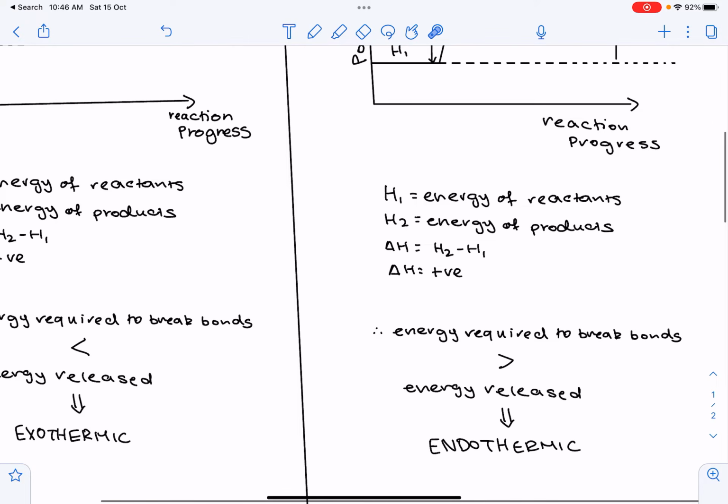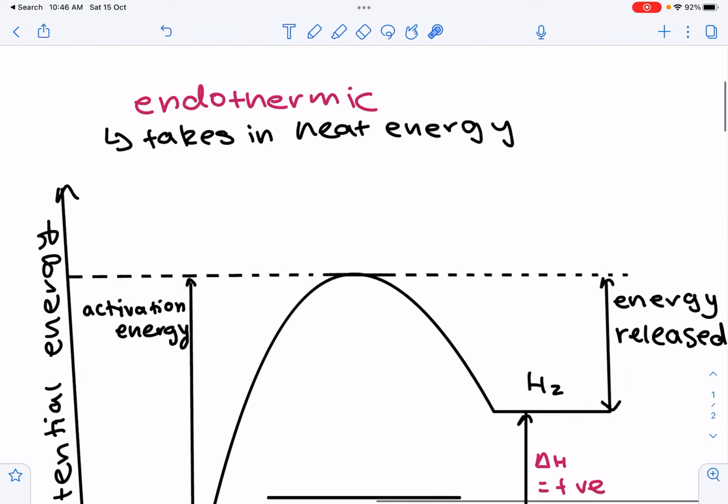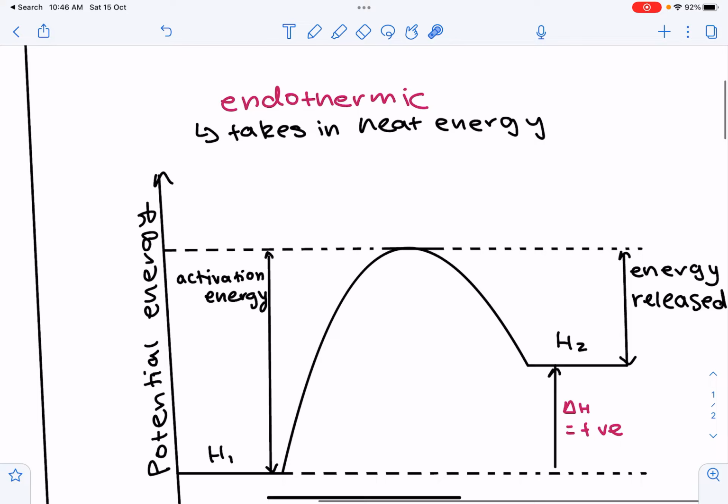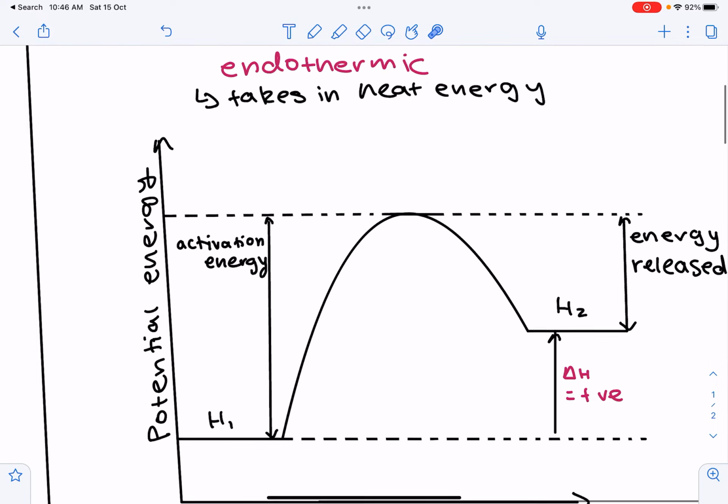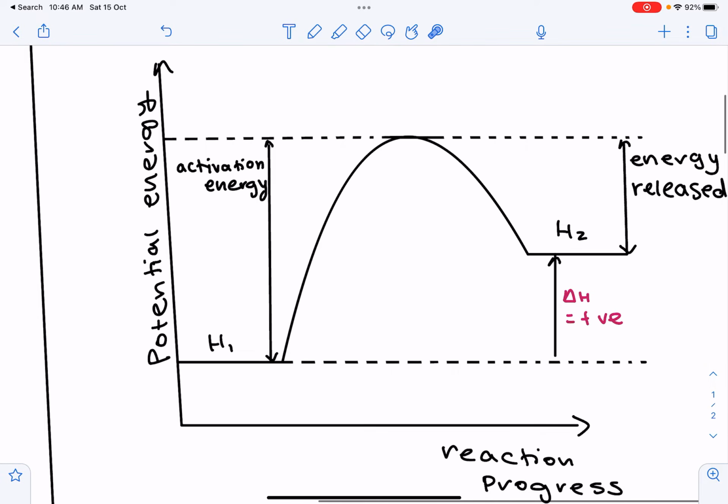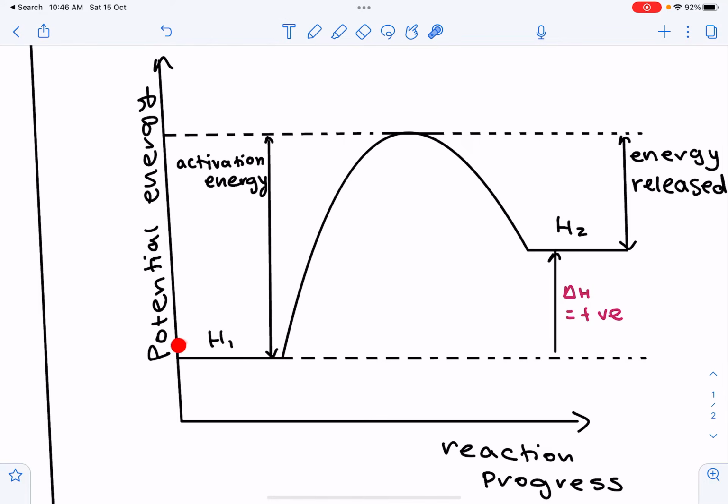Now let's look at endothermic. So what is endothermic? Endothermic takes in heat energy from the surroundings. So that is the process. We have a very similar graph, however, we start with a lower energy for our reactants and end up with a higher energy for our products. This over here is the activation energy, which again is the energy needed to break bonds. And then this is the energy released, which is the energy released when new bonds are formed.